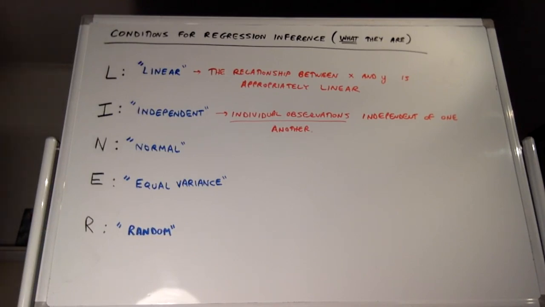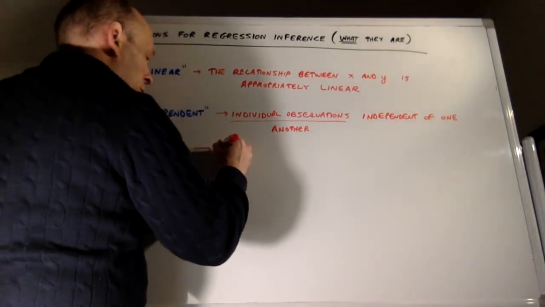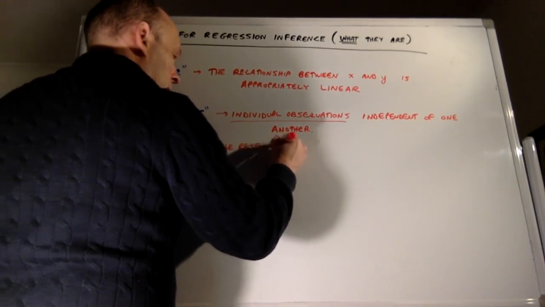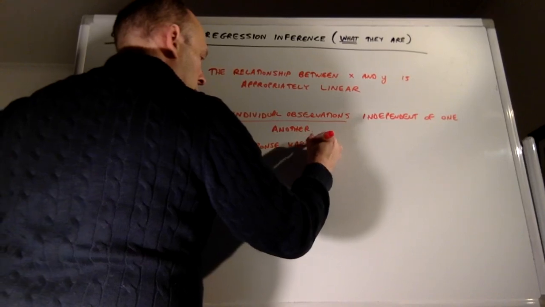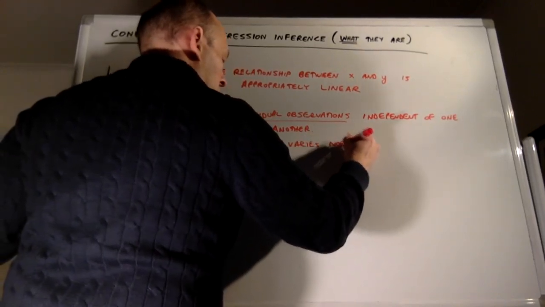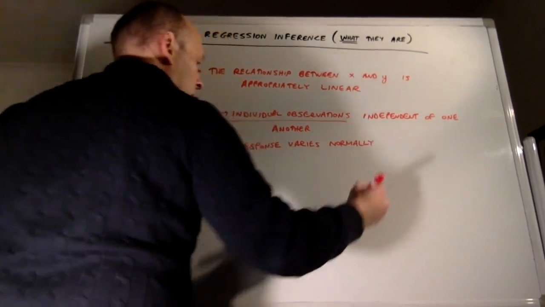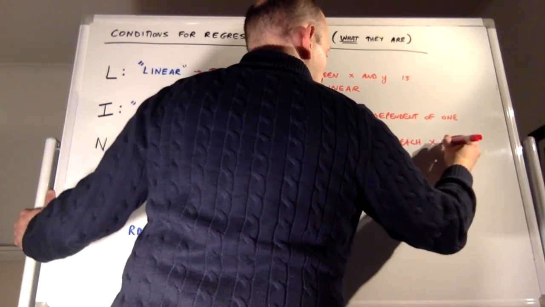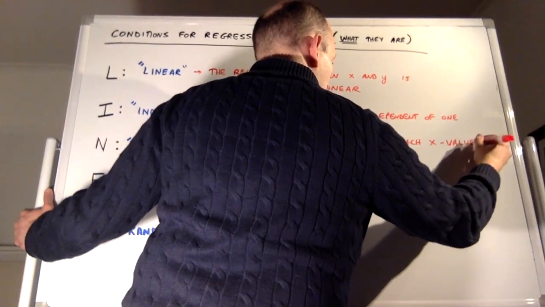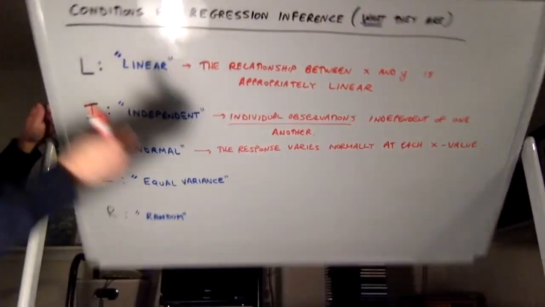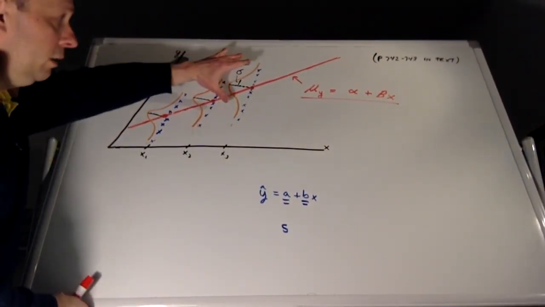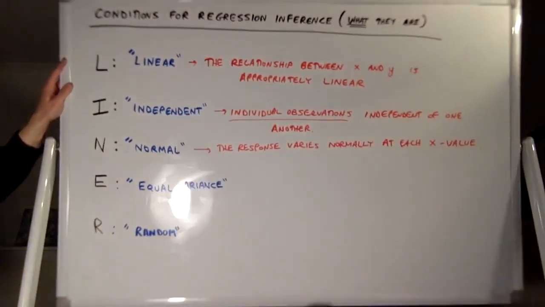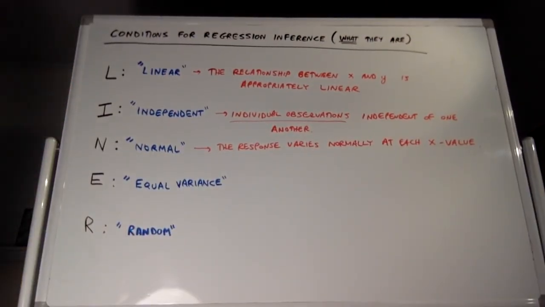Normal, so the response y varies normally at each x value. And that's what this picture is bringing out, right? So these y values are all varying normally at each x. So that's the normal condition.